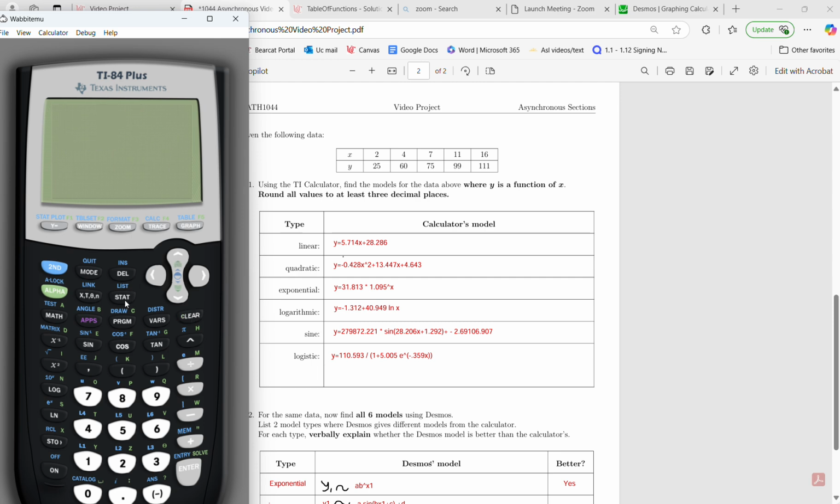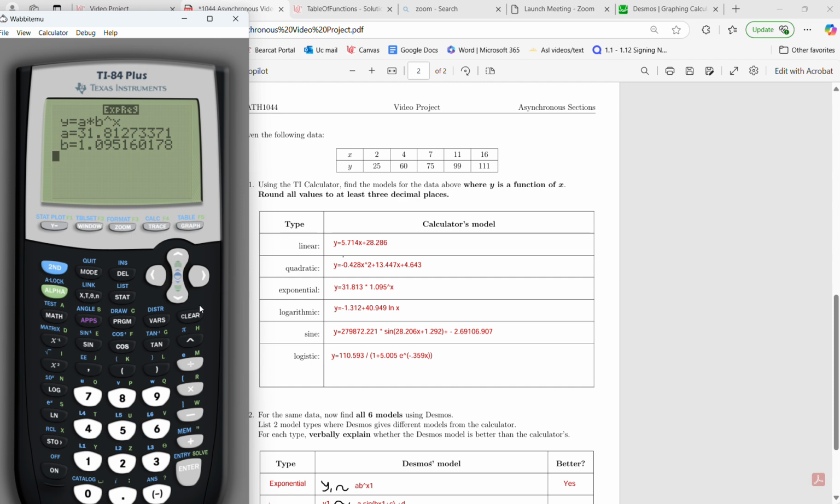For exponential, we'll go to Stat again, go over to Calc, go down to ExpReg, right here, enter, everything's good for that one, calculate. It'll give you your A and your B to help you form your equation.